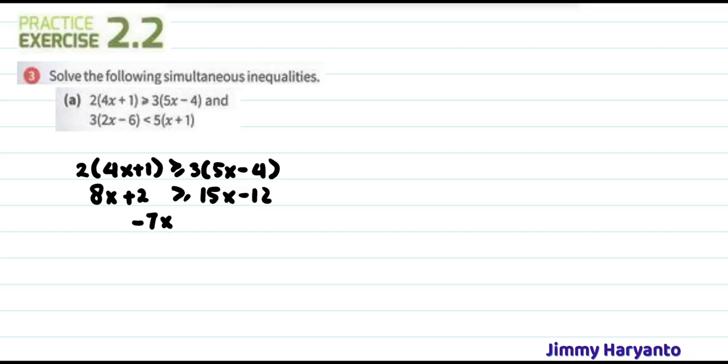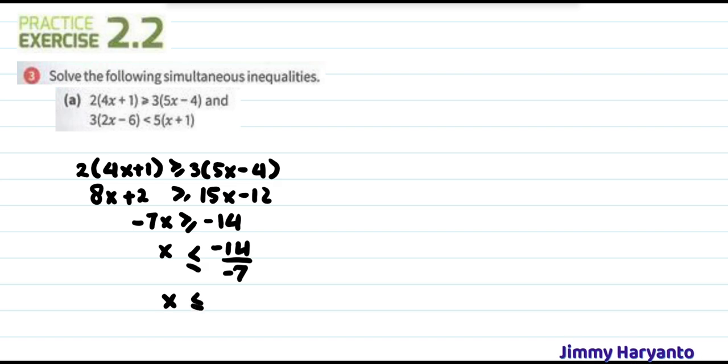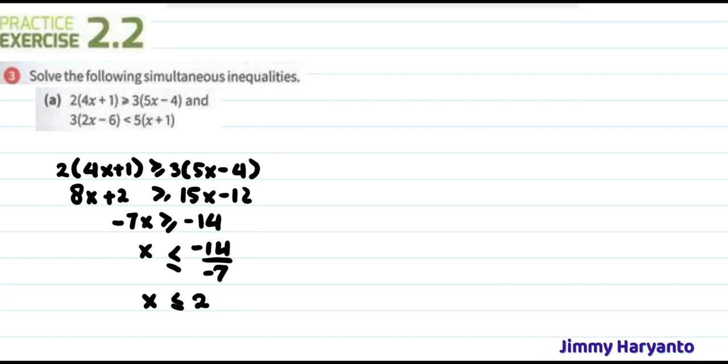8 minus 15 equals negative 7. Negative 12 minus 2 is negative 14. And then x is negative 14 divided by negative 7. It will become less than, because we do the division of negative numbers. That means x less than or equal to 2. And then the next one is this one. I will multiply it directly.